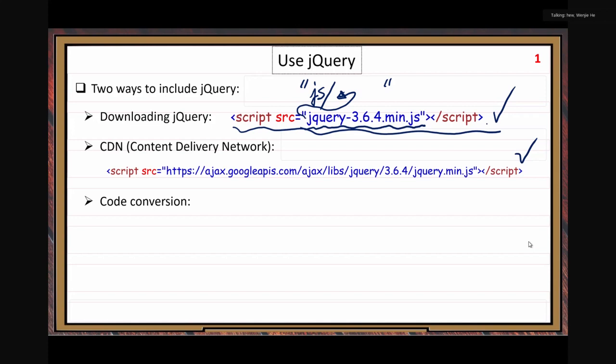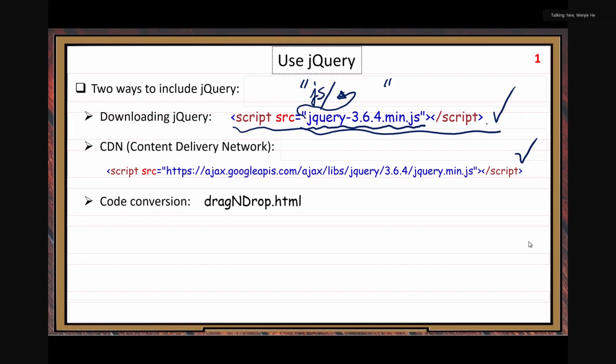So the code conversion here: I'm going to give you a jQuery version of our old drag and drop example. In the drag and drop example, I need to do the conversion from our JavaScript version to the jQuery version. So how much work do I need to do for the conversion? Let me show you.